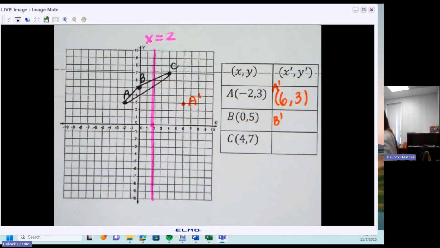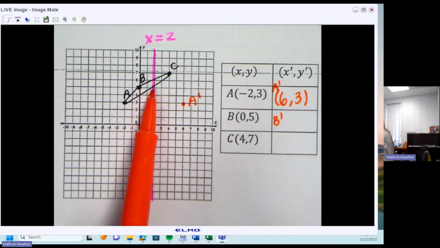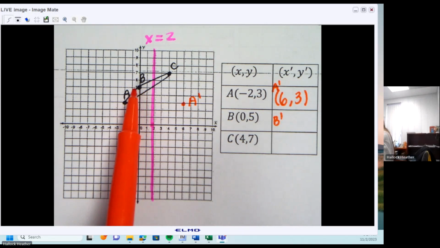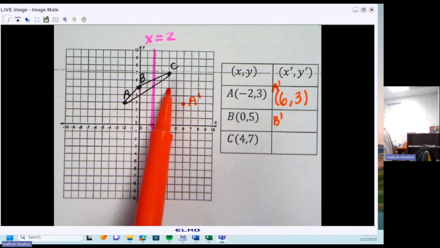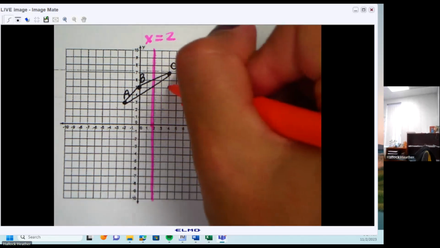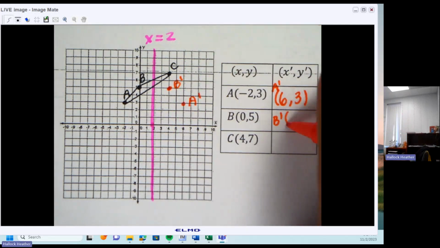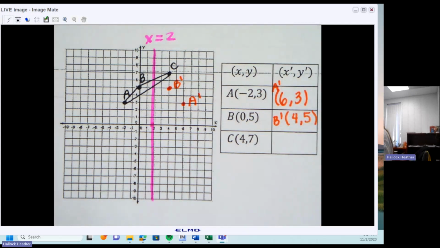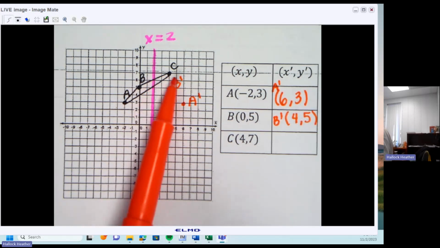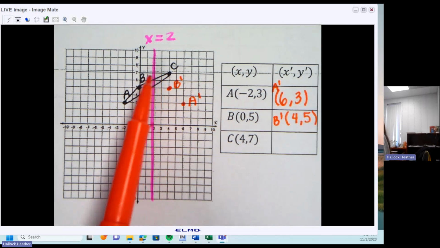We're going to do the same thing for B. From the line of reflection, how much did I have to go to the left to get to B? 2. So now I'm going to go to the right 2. So B prime ends up at 4, 5. The last one is C. C was 2 to the right. So now I'm going to go 2 to the left.